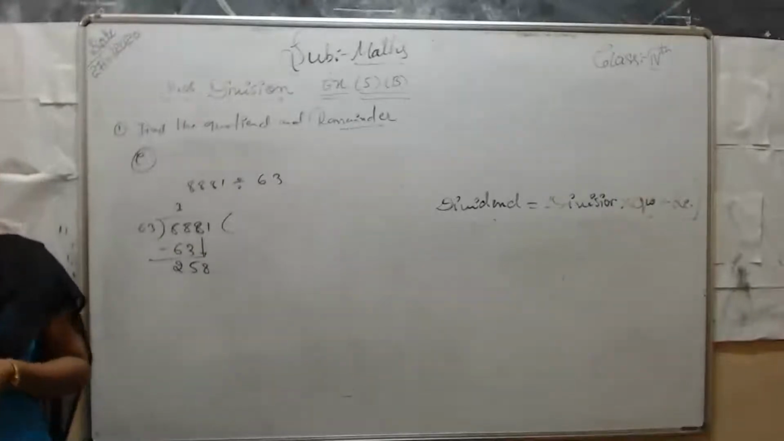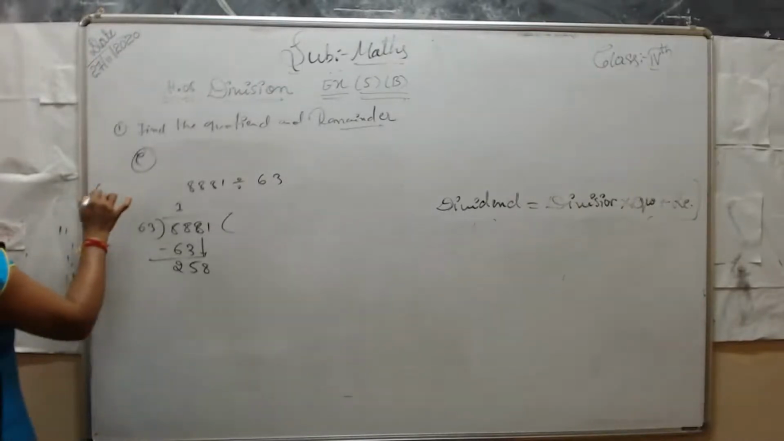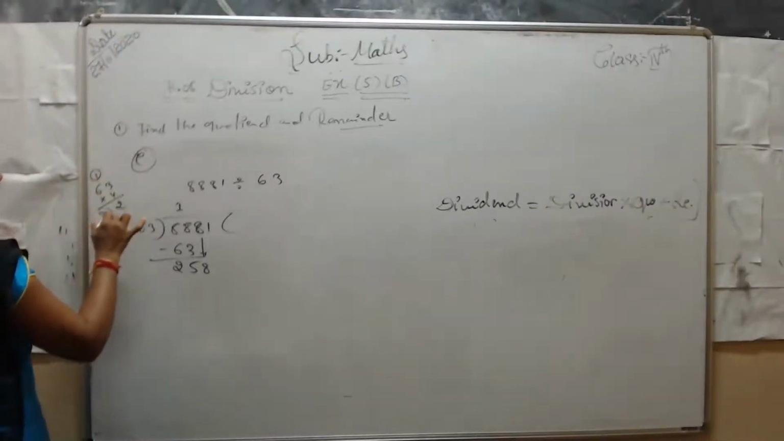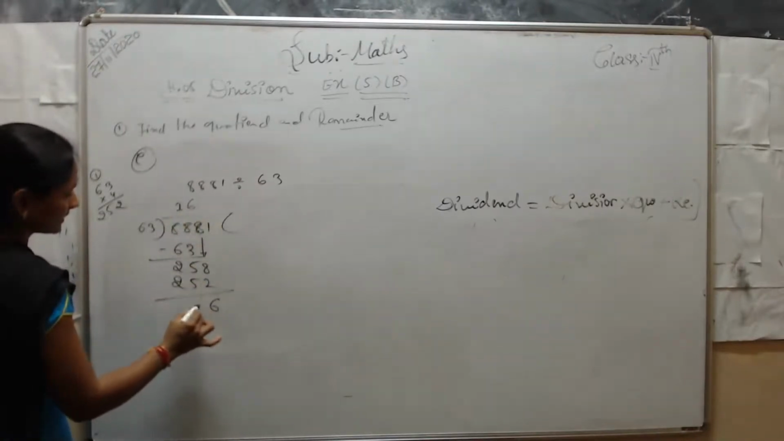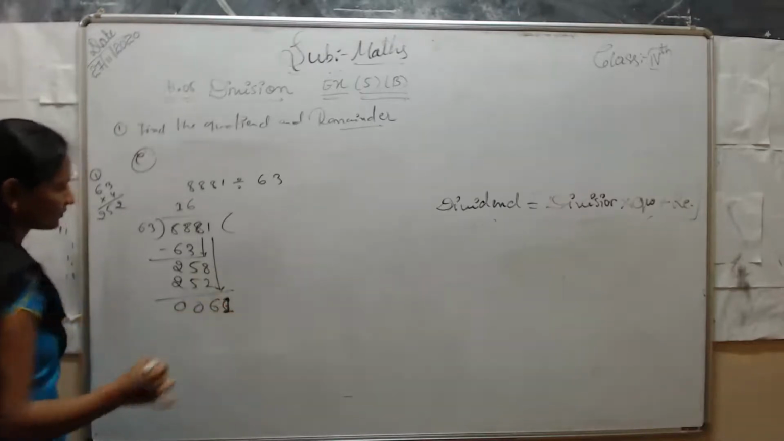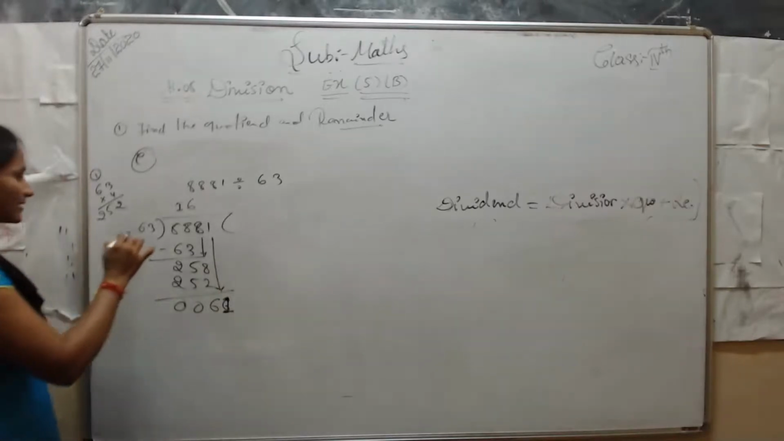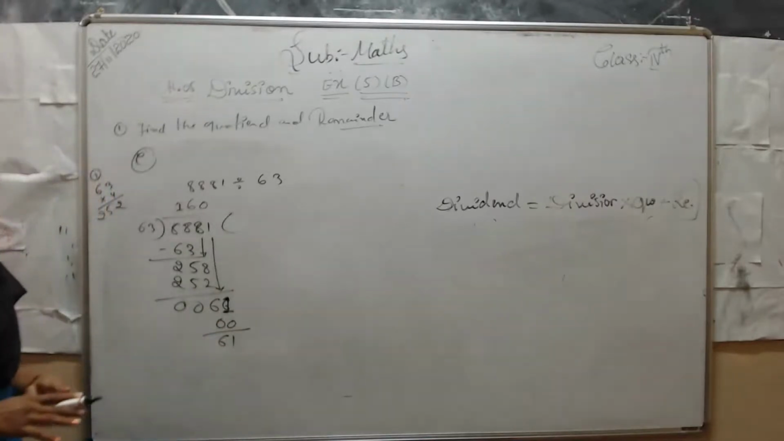So 258. What is the nearest to 258 in this question? So you have to take 4. So 63 4s are 252. So this is 24 and 25. So 6, 2, 602. So we have to bring down 1. So students can observe 61. So 61 means, we have to bring down again 0, so the remainder is 61.